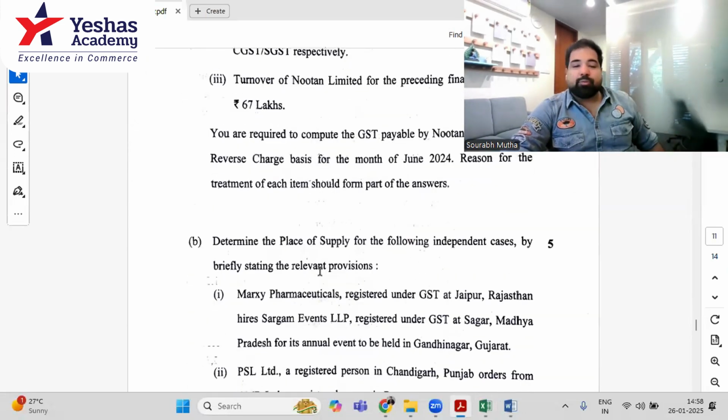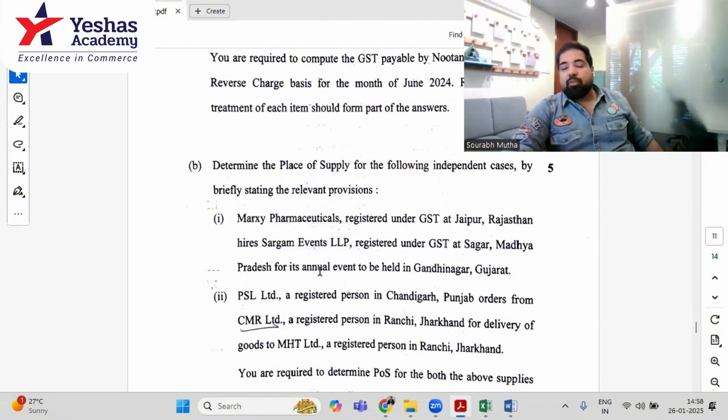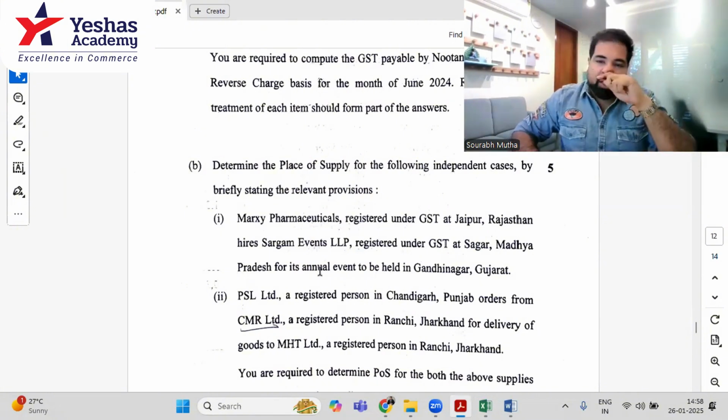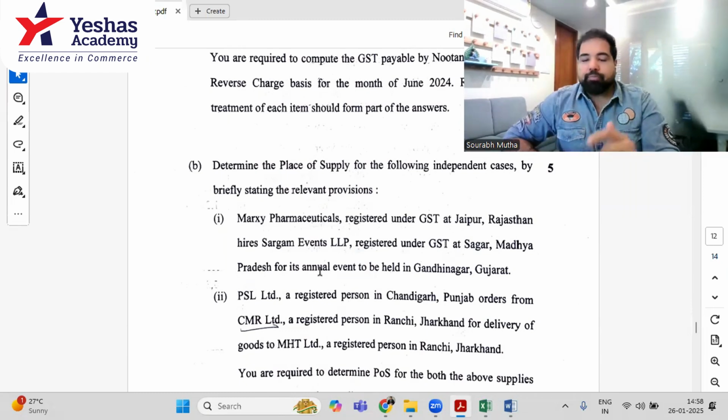Next, question number 6B. Very, very simple. 5 marks again, a gift from ICF. So even in the GST paper, there are some parts which are very, very simple, like this part.